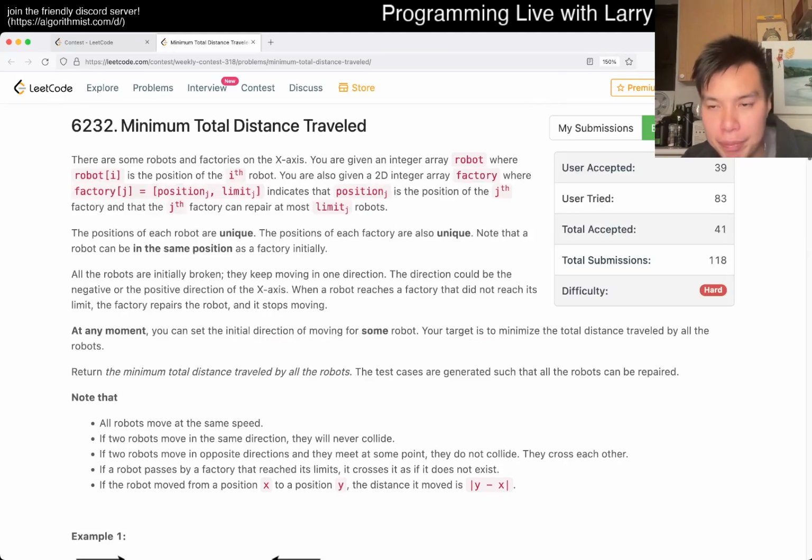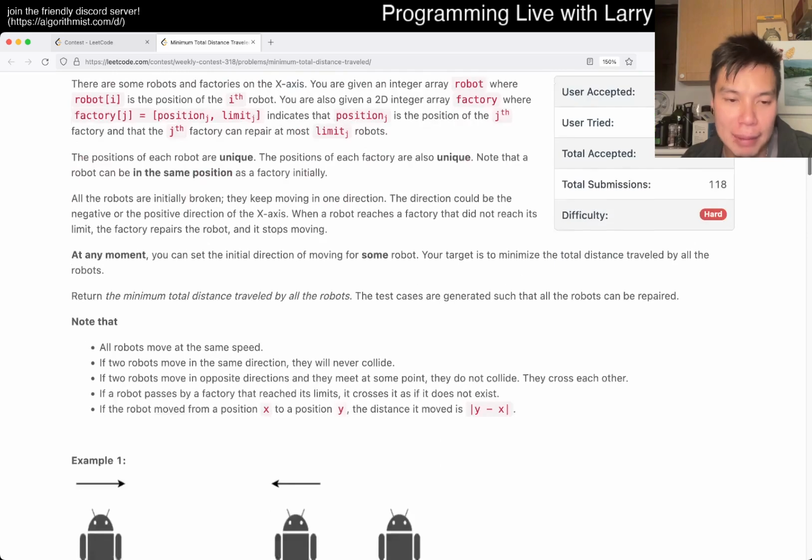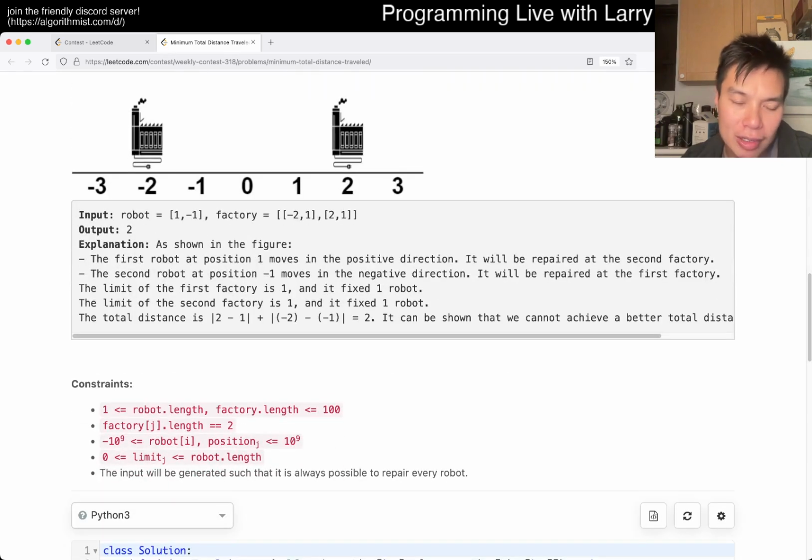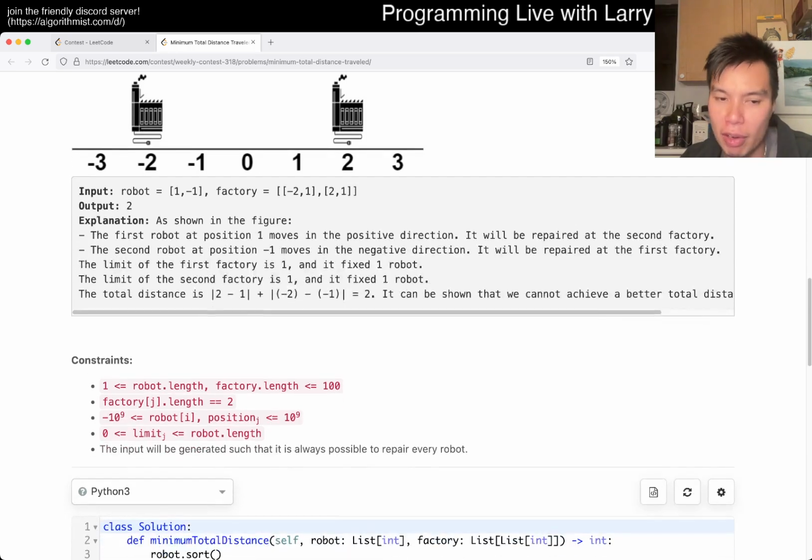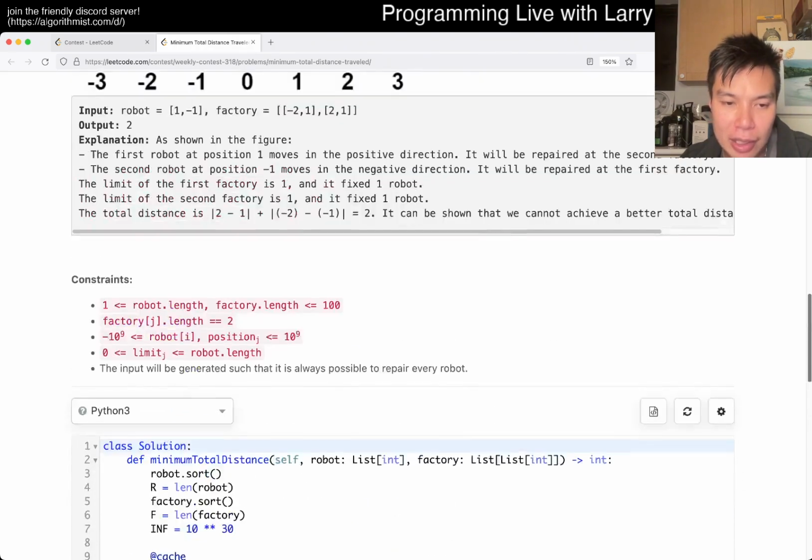In any case, the way that I did end up doing it is with dynamic programming, and N is the two sort of N's, if you will, one R for robots, one F for factories, and less than 100. So I thought, okay, we do something like R times F times R or something like this. That should be good enough. 100 cubed is my goal. So that's basically the idea.